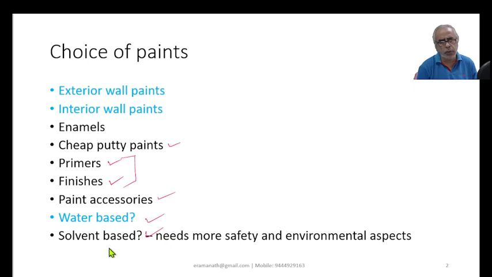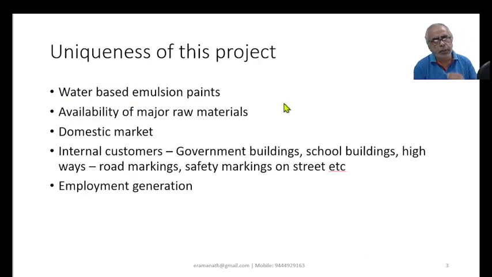And as far as solvent based paints are concerned, we need to take care of the safety aspects and the environmental aspects. Now let us talk about the uniqueness of this project. Suppose I take the water-based emulsion paint, water being the universal solvent, it should be available where the paint industry or this project is to be started. And we should cater to the needs of the domestic market.